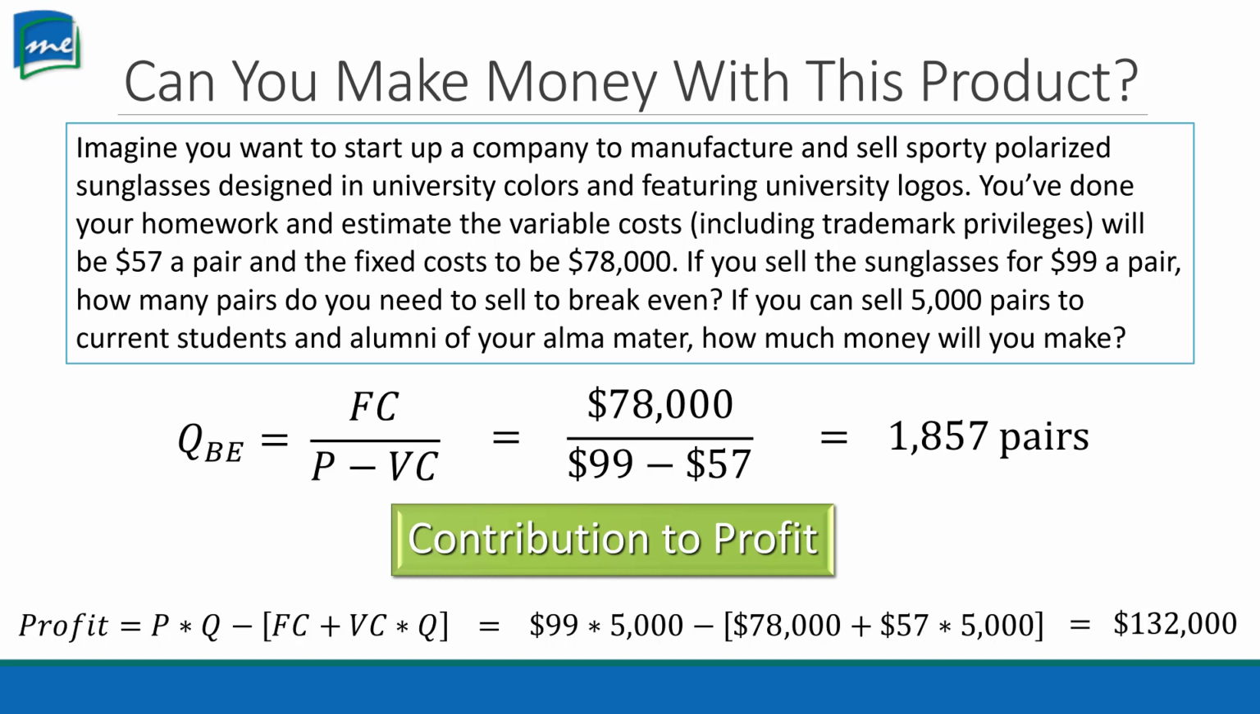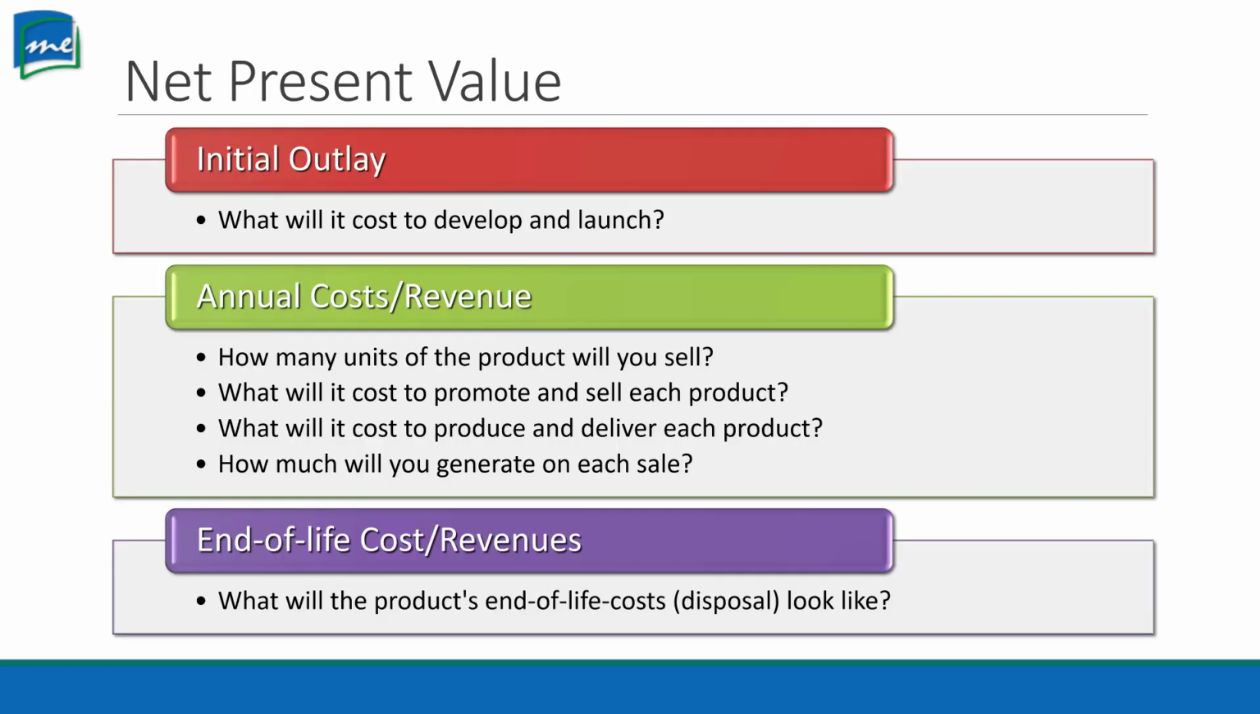And of course, we're in it for profit in a company like this because we can use that profit to maybe make another product. So that's the break-even analysis. The next tool that we have to determine financial viability is the net present value.